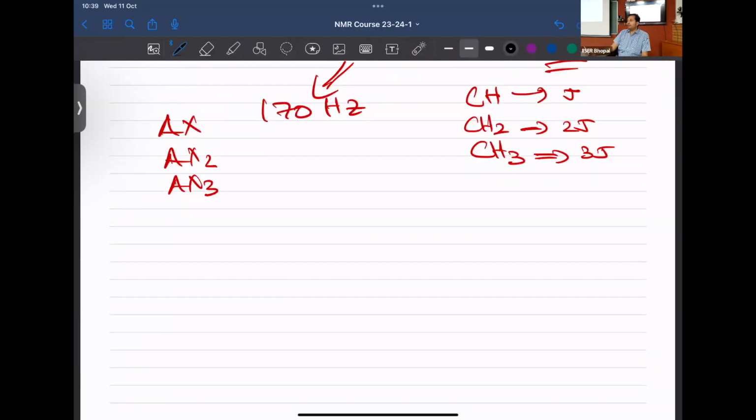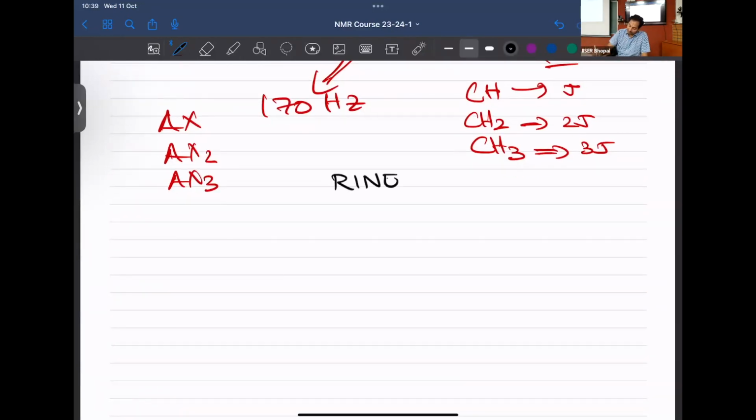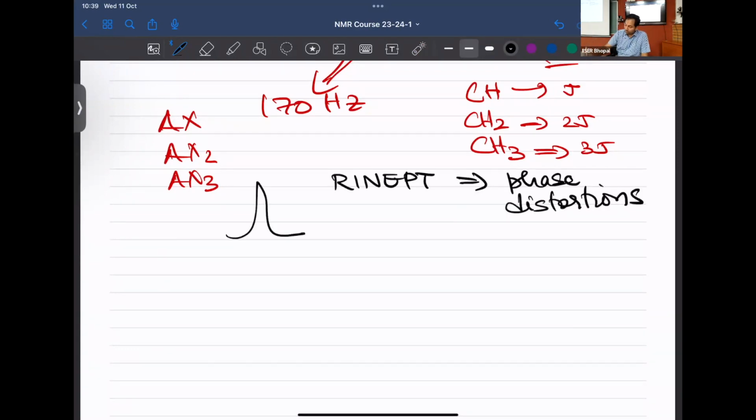Now, that being done, the refocused INEPT unfortunately comes with phase distortions. So when you acquire the spectrum, the signal should look like this, but unfortunately, the signal is going to have some amount of dispersive part. You can never eliminate it even with phase correction. This is a consequence of the experiment. I'm not going to go into the details of it. I request you to go and read more about it. So therefore, it causes phase distortions, which results in lowering of sensitivity and lowering of resolution at some point.